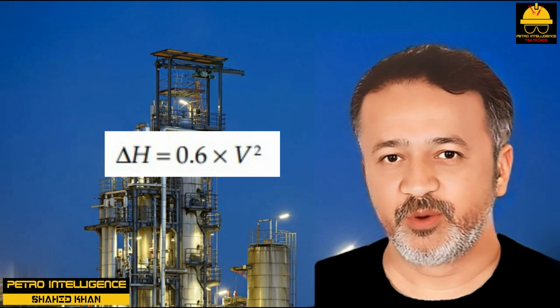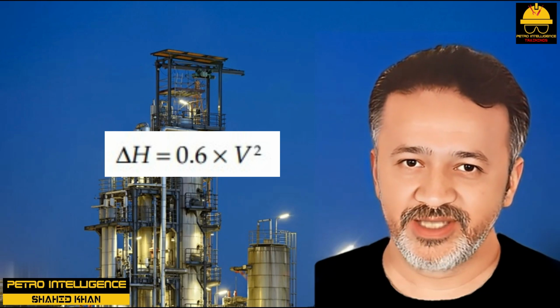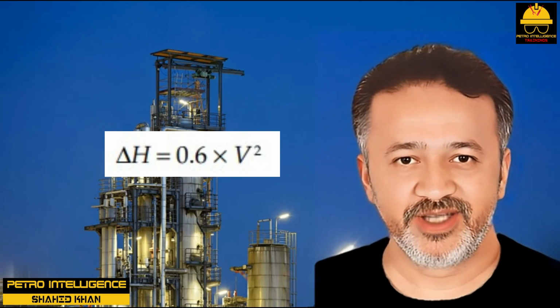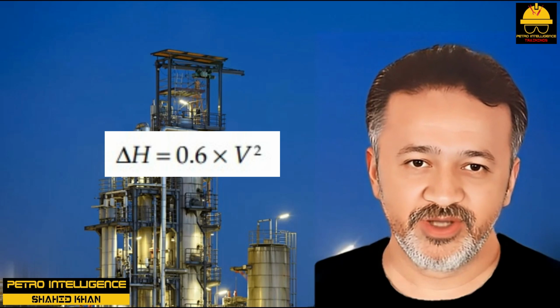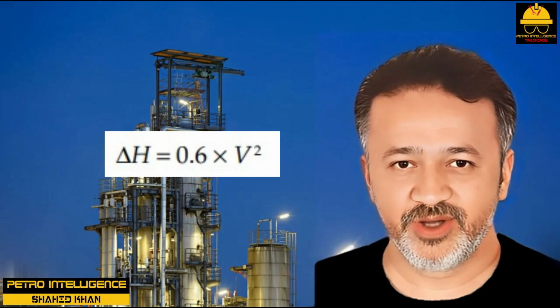To calculate the height of liquid in the downcomer, due to liquid flowing through the downcomer clearance, use the formula delta H equals 0.6 multiplied by V squared, where delta H equals 2 inches of clear liquid backup in the downcomer, due to head loss under the downcomer, and V equals the horizontal component of liquid velocity in feet per second, as the liquid escapes from the downcomer.